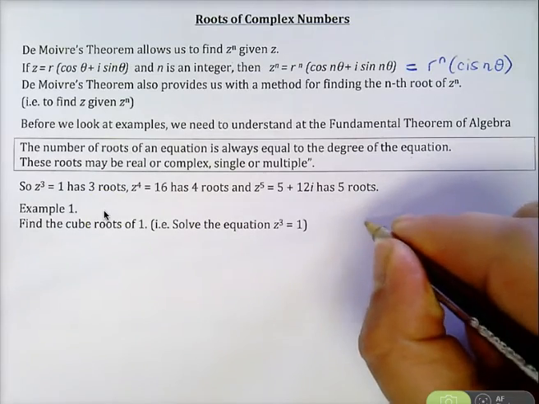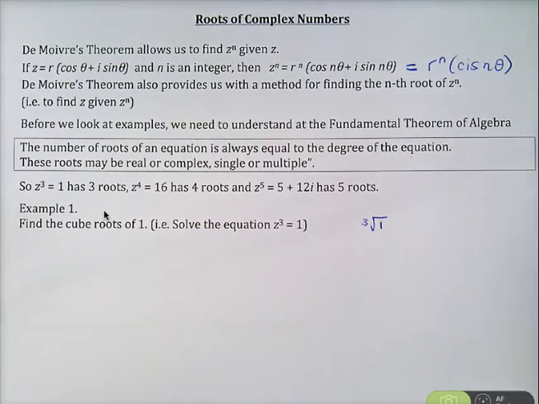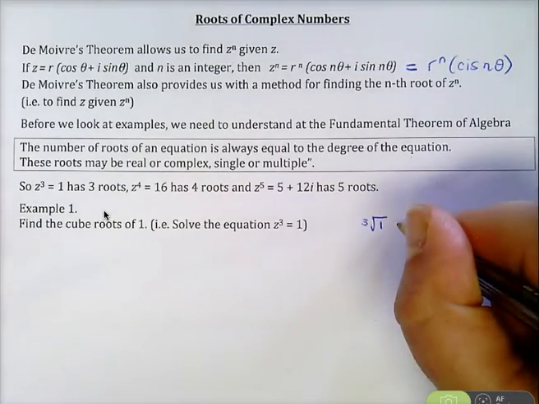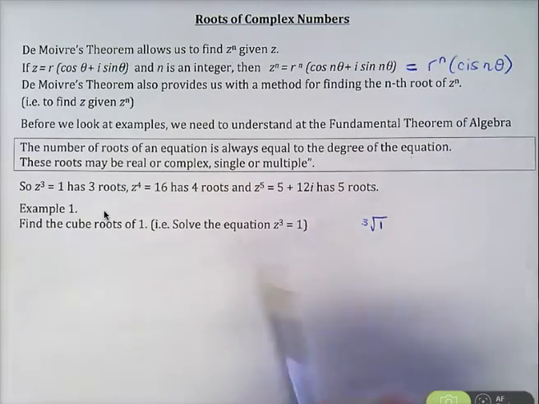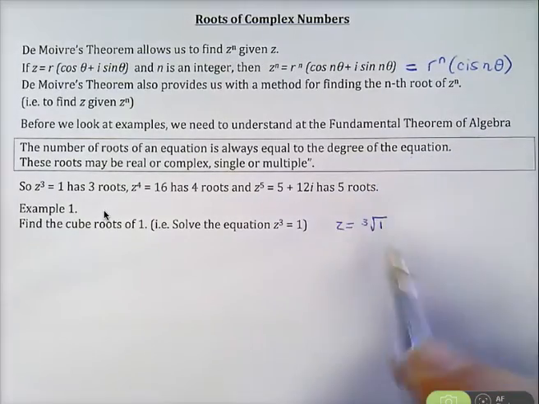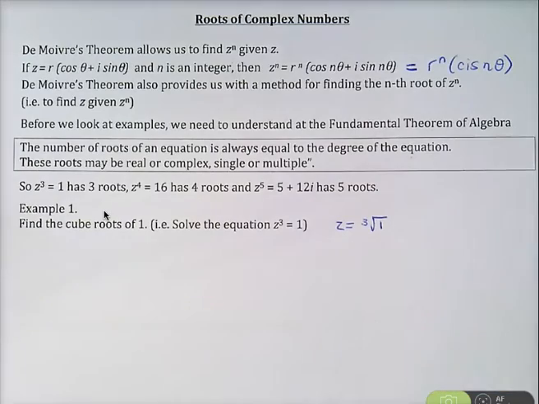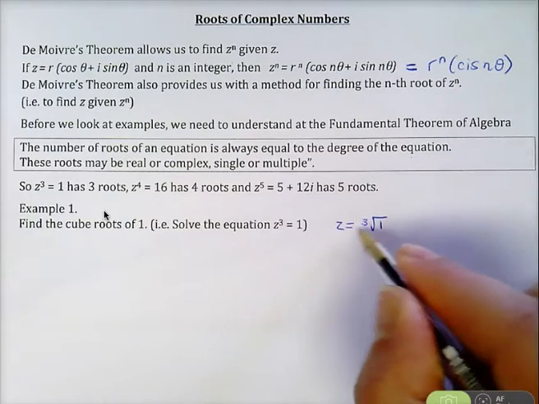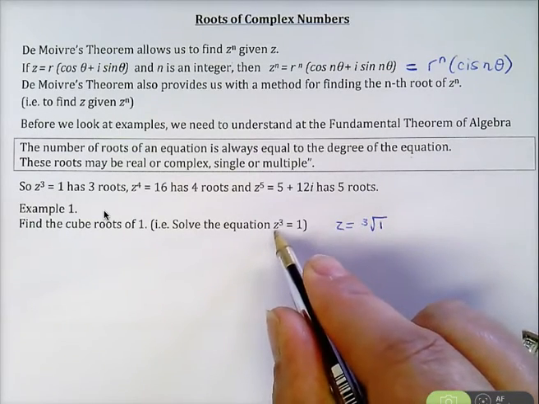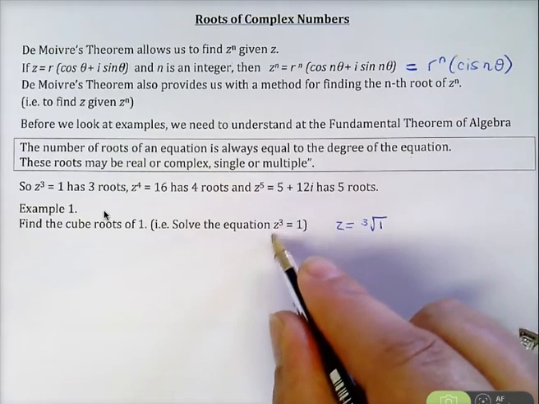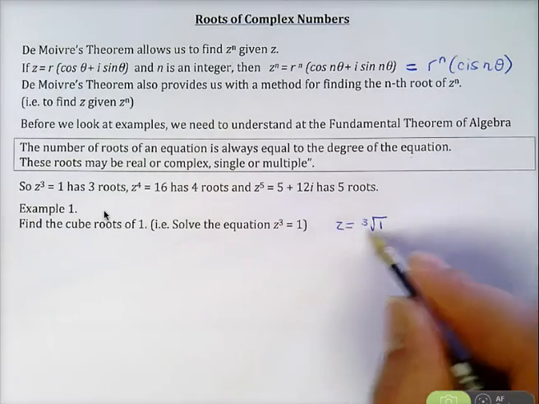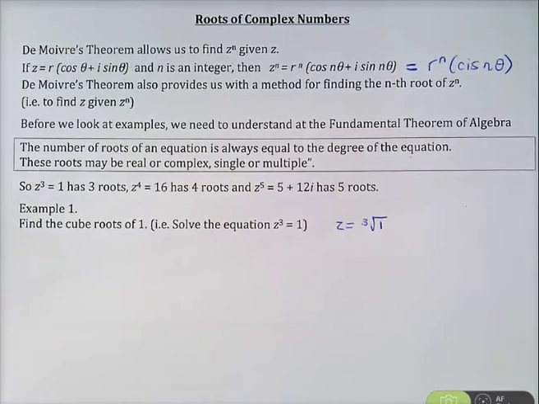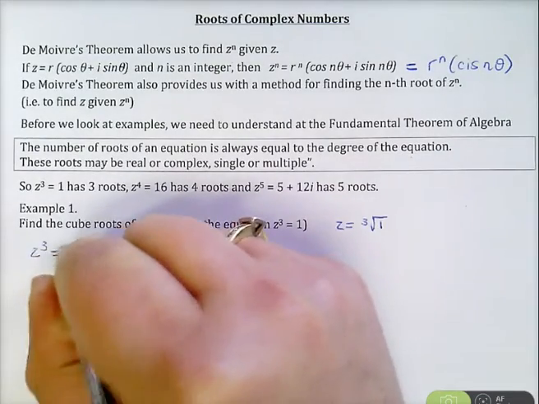So we're trying to find the cube roots of 1, basically. Now, to do that, we really want to solve the equation z cubed is 1, because if z cubed is 1, then z will equal the cube root of 1. So if z is the cube roots of 1, you need to solve the equation z cubed is 1, because if you take the cube root of both sides, z will be the cube root of 1. So we're solving z cubed equals 1.